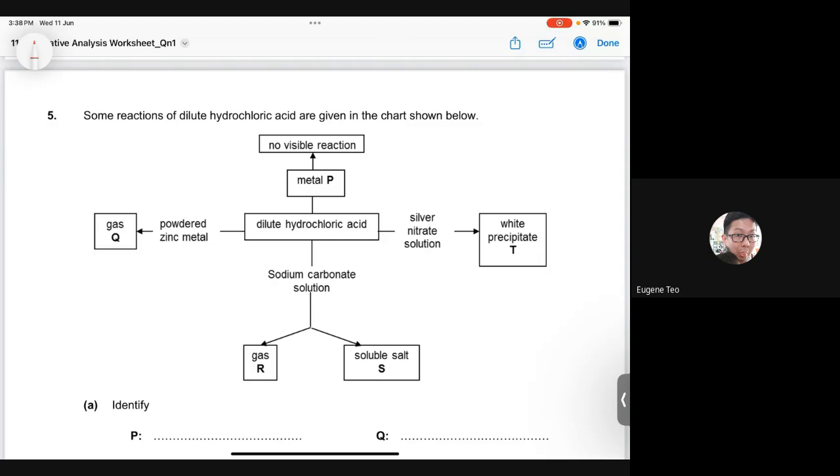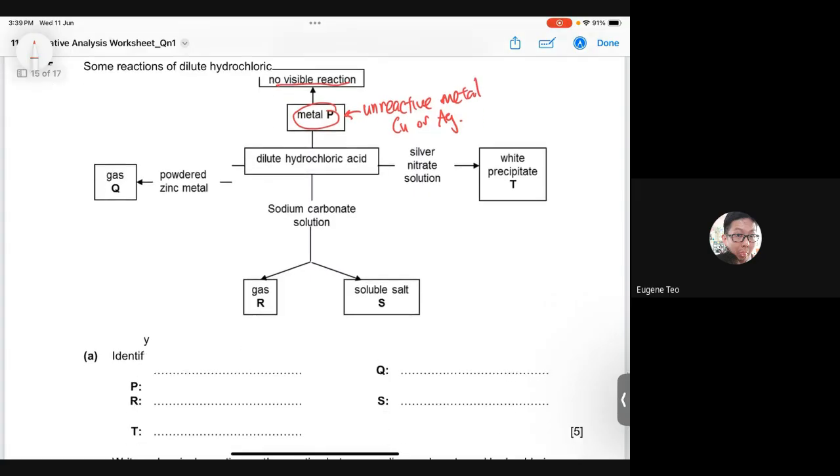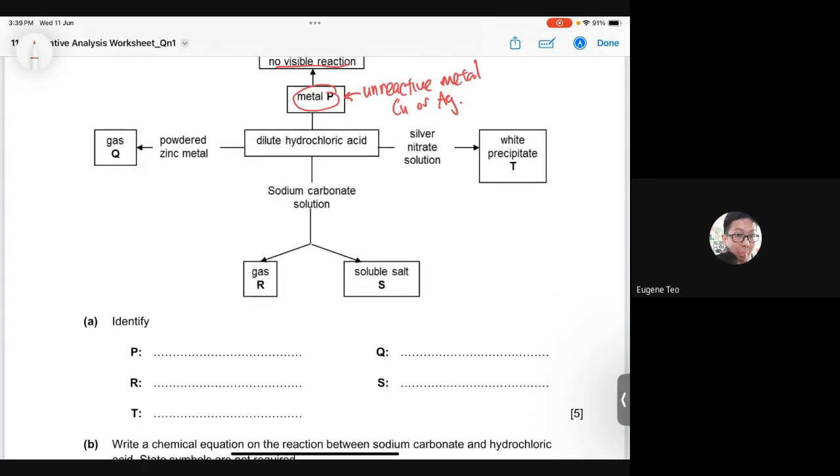Dilute hydrochloric acid, add to metal P, no visible reaction. Acid plus metal, no visible reaction. What does it mean? It means that this is an unreactive metal. In your syllabus, I already mentioned there are only a few examples, actually 2. Mainly it's copper or silver metal. I do not know which one it is. Is there any other information about P over here? Don't have. So if we don't have, then I can just randomly say. My suggestion is you can just put this as copper, or you can just put this as silver. Either one of them is fine.